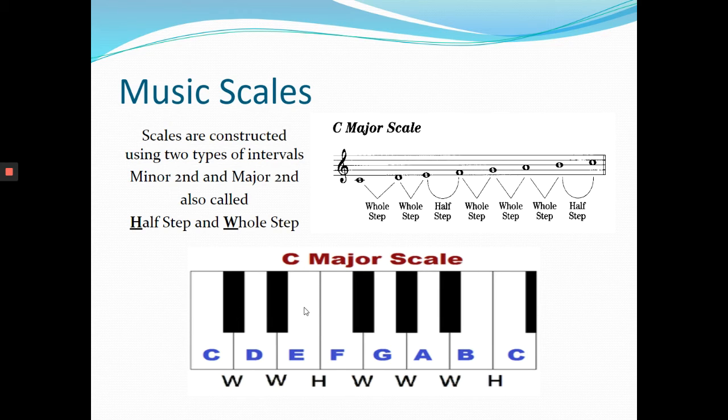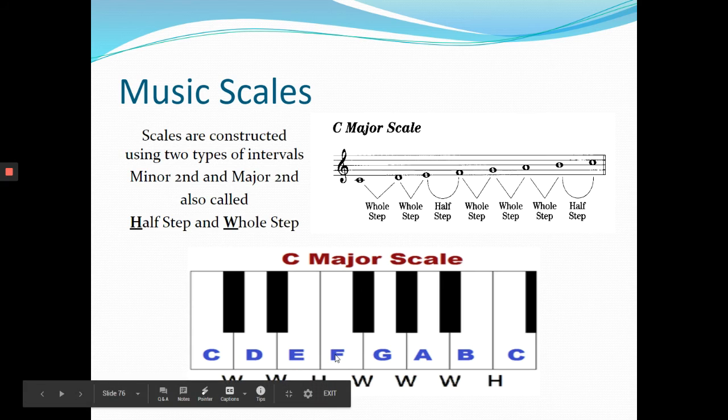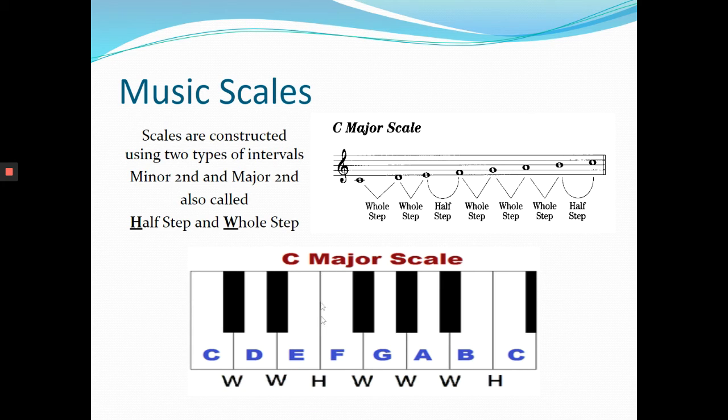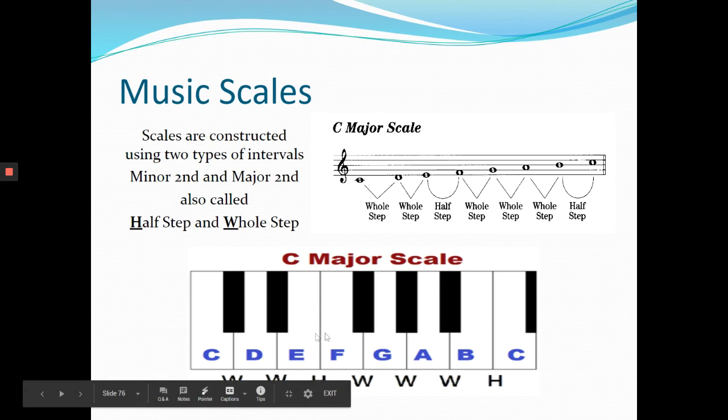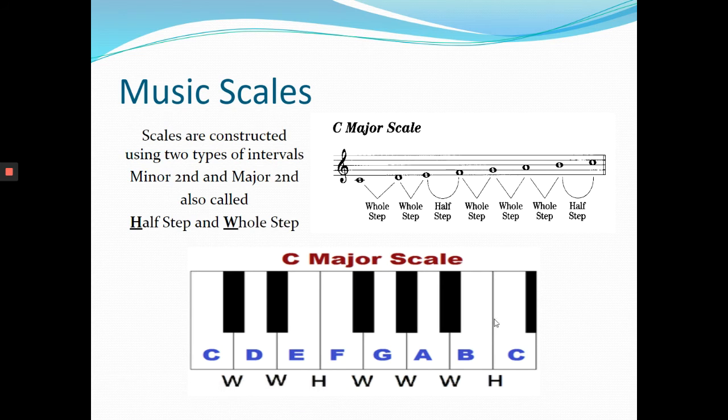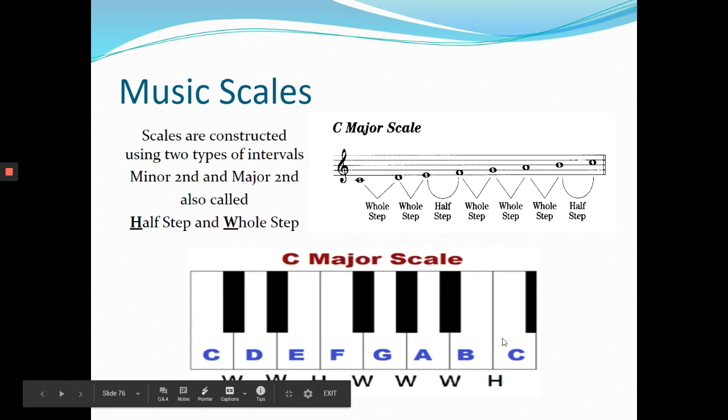Okay, now here are some interesting half steps. E to F is a half step because we do not have a black key in the middle, so they are really right next to each other. Okay, same thing with B to C. We do not have a black key right here, so because we don't have one, they are right next to each other, making it a half step.